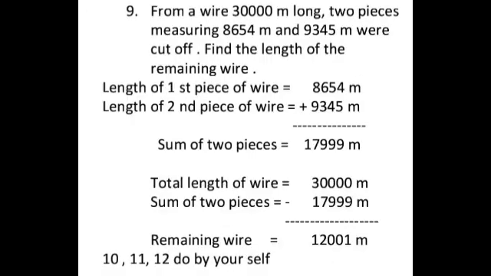From a wire 30,000 meter long, two pieces measuring 8,654 meter and 9,345 meter were cut off. Find the length of the remaining wire. First, we have to add the length of the first piece and the length of the second piece. When we add, we get the answer 17,999 meter. Now, we have to subtract from the total length of the wire. So, our answer will be 12,001 meter. Questions 10, 11, 12 are also the same. So, please do by yourself.